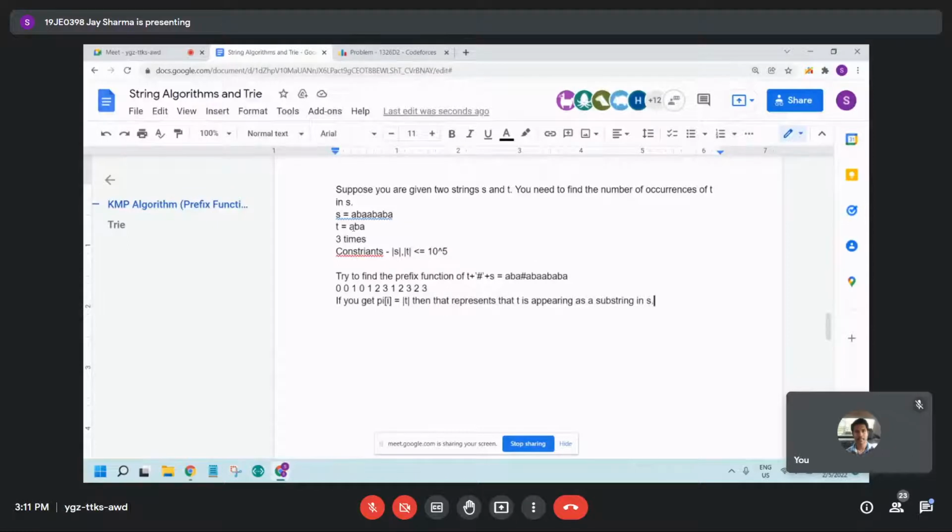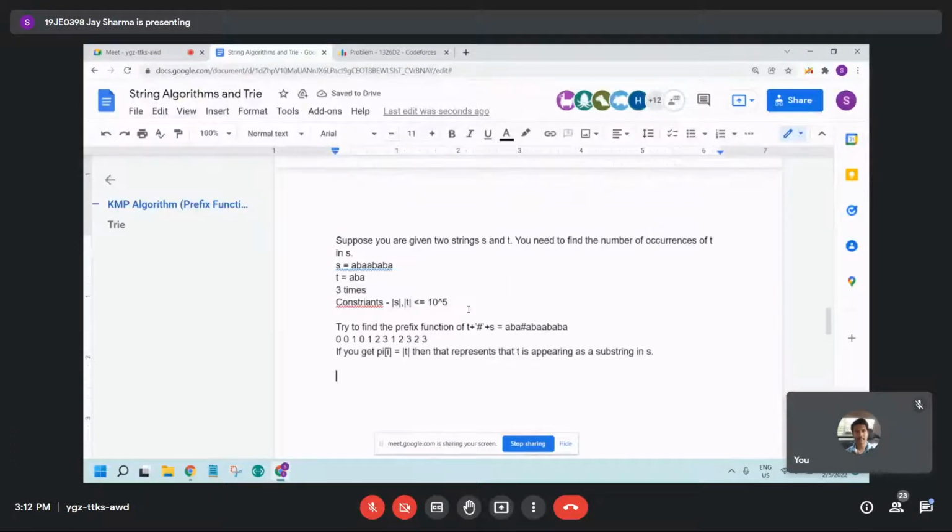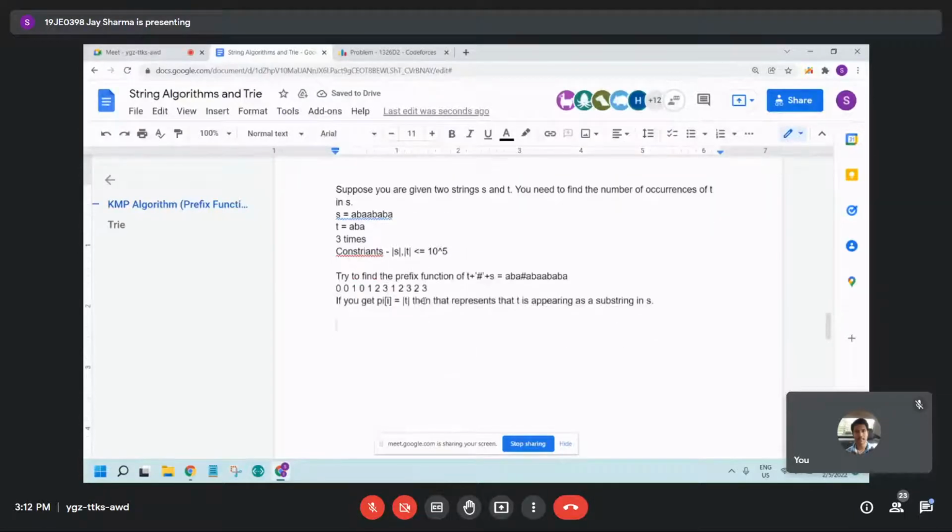And one more thing is that, see for all of these, the 2 and the 3, what do they represent? This represents nothing but, you can find the occurrences for all the prefixes too, not just for the string T. You can find for each prefix of the string T also, like how many times AB is appearing, how many times A is appearing. That I will come to in the next problem. So let's come to this problem.